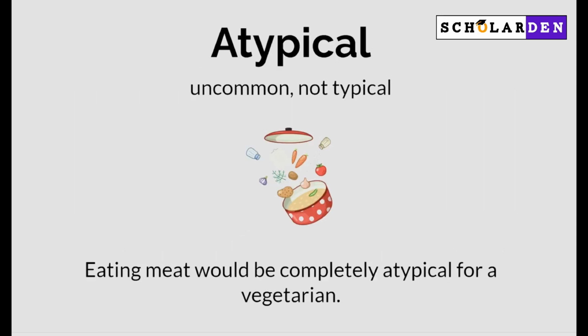Atypical, not common, uncommon, or not typical. A means not, usually in front of a word. So not typical. Eating meat would be completely atypical for a vegetarian. Or there were sometimes atypical side effects to the drugs, so not what you'd normally see.